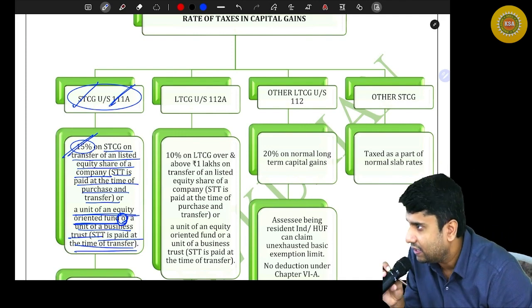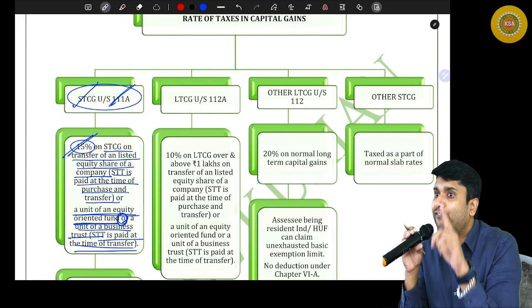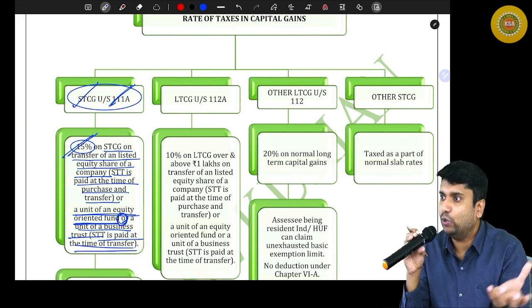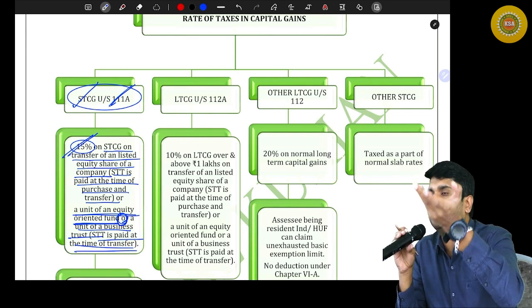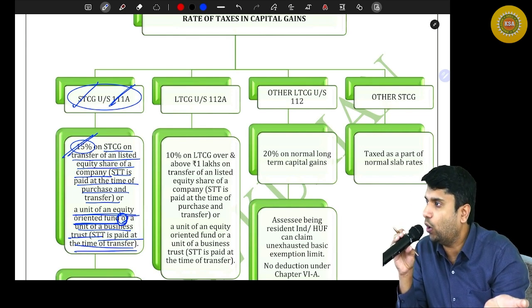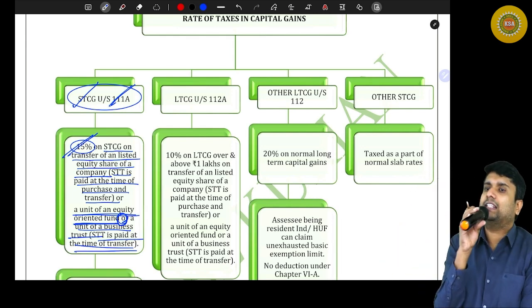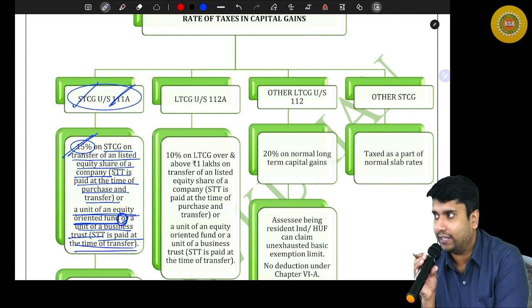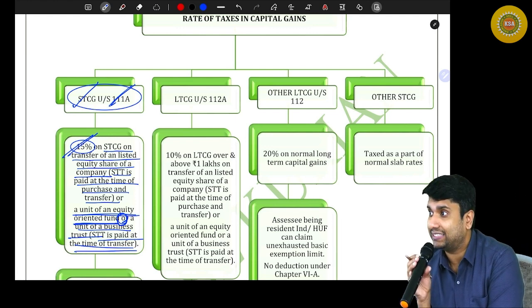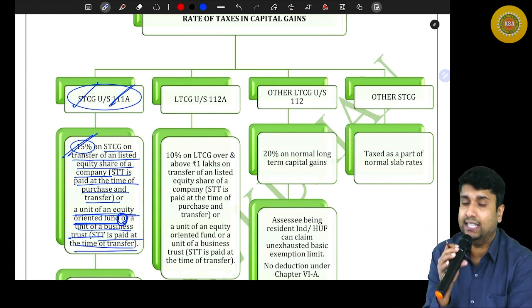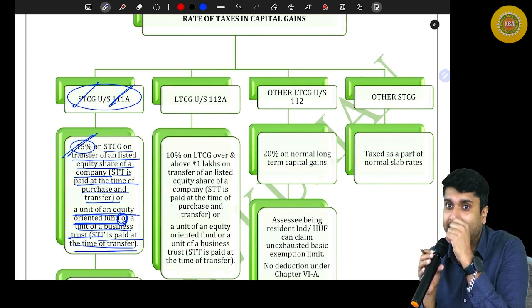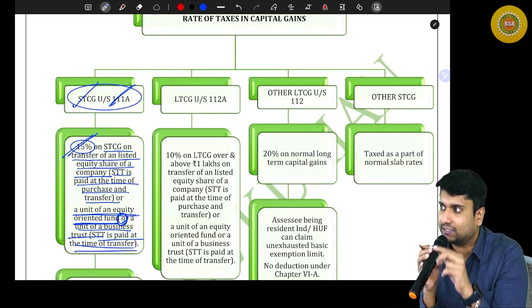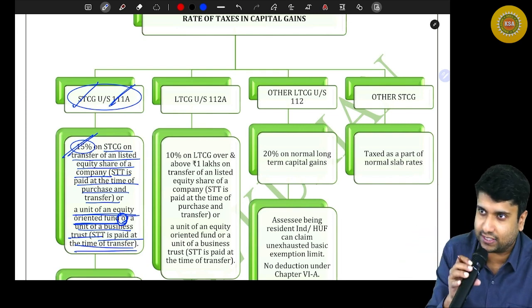Are you with me? And there is InvIT also, Infrastructure Investment Trust. You can invest in that trust and it will develop the infrastructure, make profit and distribute it to the unit holders. So there are two types of trust, called REIT and InvIT. These are called business trusts in India. REIT, Real Estate Investment Trust, and InvIT, Infrastructure Investment Trust. These two are called business trusts.